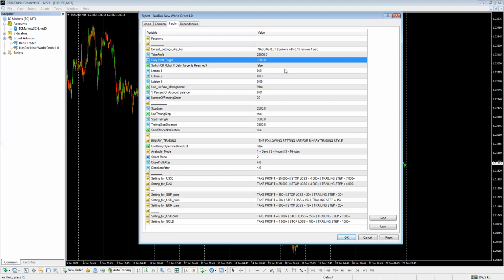So this is based on the average of how NasDaq moves. This is for NasDaq. Don't confuse this with currencies. Currencies will be different. But everything I mentioned now is based on NasDaq. And also, as I mentioned before, with a broker that offers 0.10, the value is different.